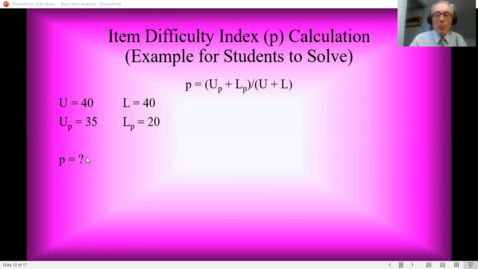Again, probably some people watching this have solved it either in their heads or on paper or with a calculator while I'm talking. But it's fine if it takes you a minute longer. Now we can just walk through it. The numerator of the equation is going to be 35 plus 20, right? Or 55. The denominator is going to be 40 plus 40, or 80.